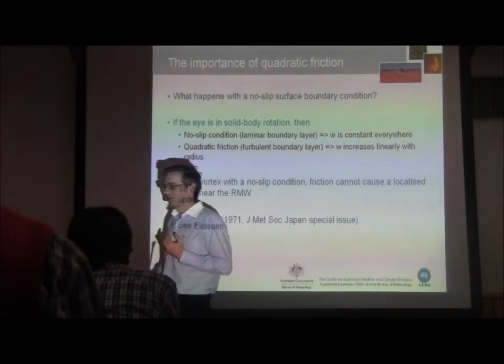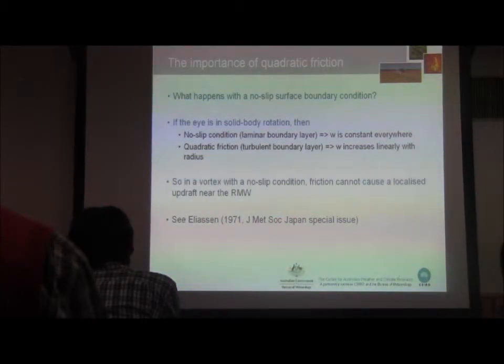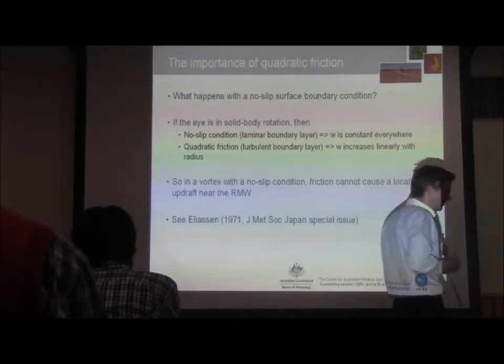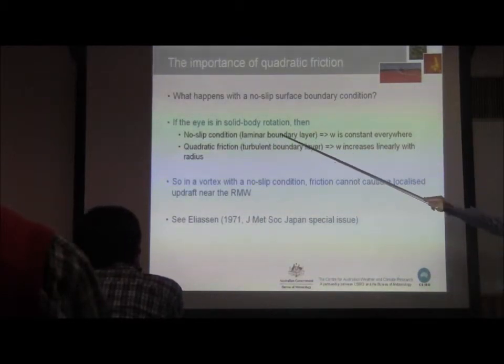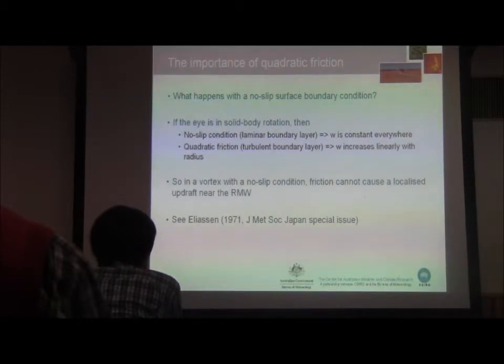Another one of my favourite little results in here is, let's just consider what happens if we replace the semi-slip boundary condition with the no-slip boundary condition. And this was another very good paper that was quite old. It was published by Eliasson in a special issue of the Journal of the Metsoc of Japan in 1971. But he showed that if you had a laminar boundary layer, so a no-slip surface boundary condition, then the updraft is constant everywhere within the eye.